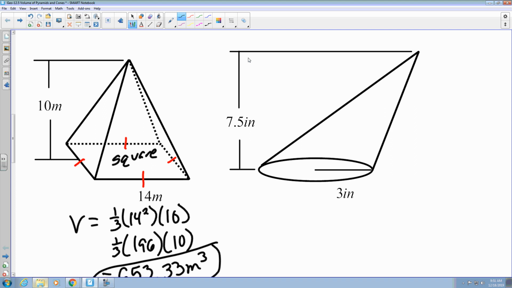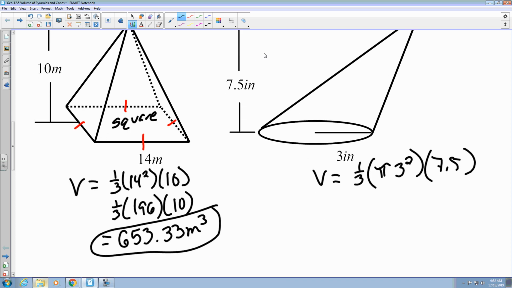Looking at this, we have an oblique cone, but we have all the information we need in order to solve it. So volume in this case is going to be 1/3 times the area of that circle, which is pi times 3 squared, times the height, which is 7.5. Again, I'm going to approximate using 3.14. So I got 1/3 times 3.14 times 3 squared, which is 9, times 7.5.